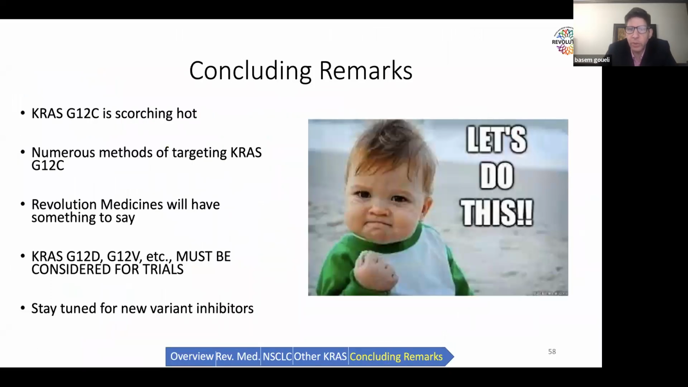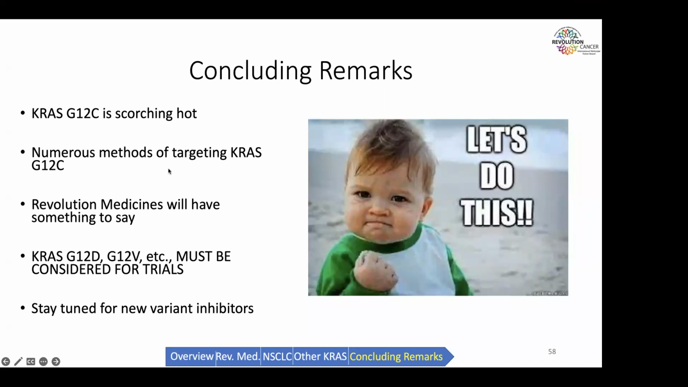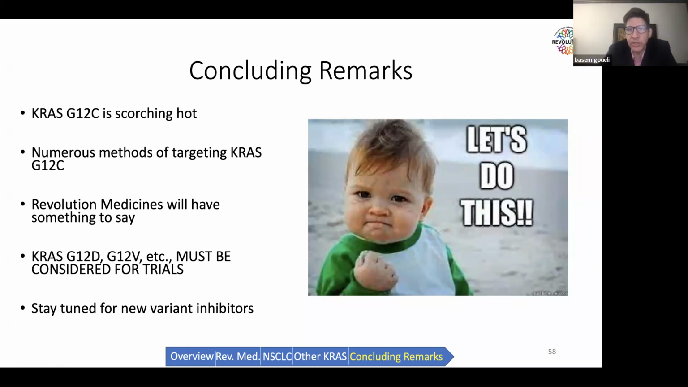But from a concluding remark perspective, please know that KRAS G12C is scorching hot. There are numerous companies going after KRAS G12C, and for good reason. 30% of all tumors expressed have this mutation. We also have mutations in KRAS, and we see a preponderance of KRAS mutations in various tumor types, not necessarily G12C, but KRAS in general. There are numerous methods of targeting KRAS G12C. Remember SOS1, remember SHP2, remember all these combination trials. You can refer back to the slide we gave you, but I think it's critically important.